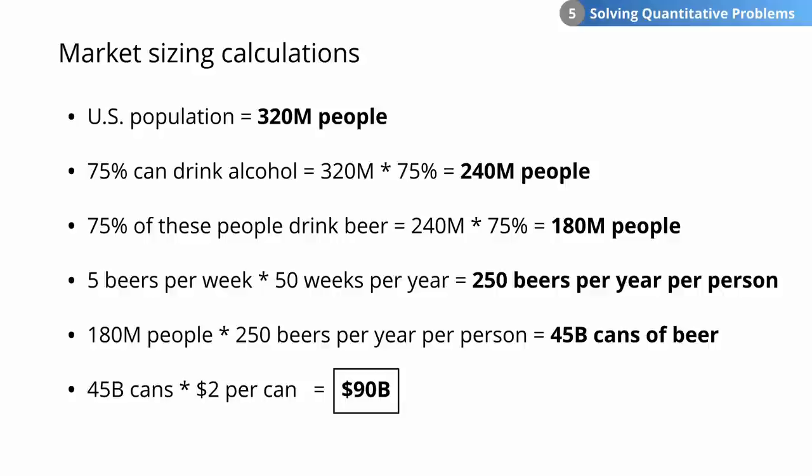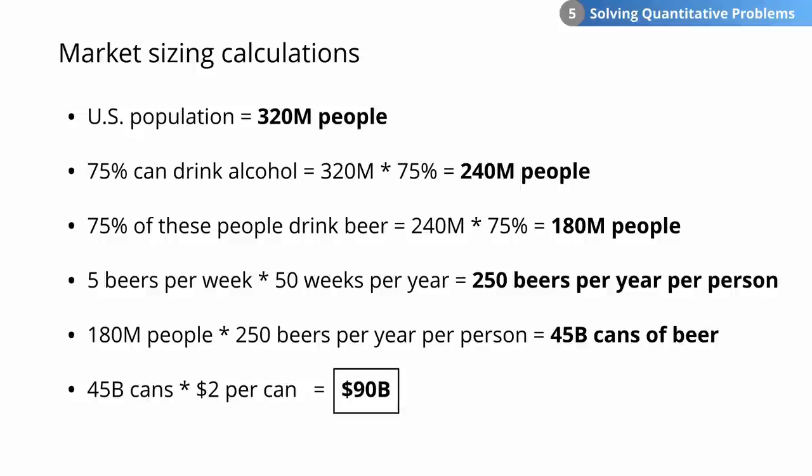On average, a person drinks perhaps 5 beers a week, or roughly 250 beers per year, if we're assuming roughly 50 weeks per year. So, that gives us 180 million people times 250 beers per year, or 45 billion cans or bottles of beer. Assuming the average can or bottle costs $2, this gives us a market size of $90 billion.